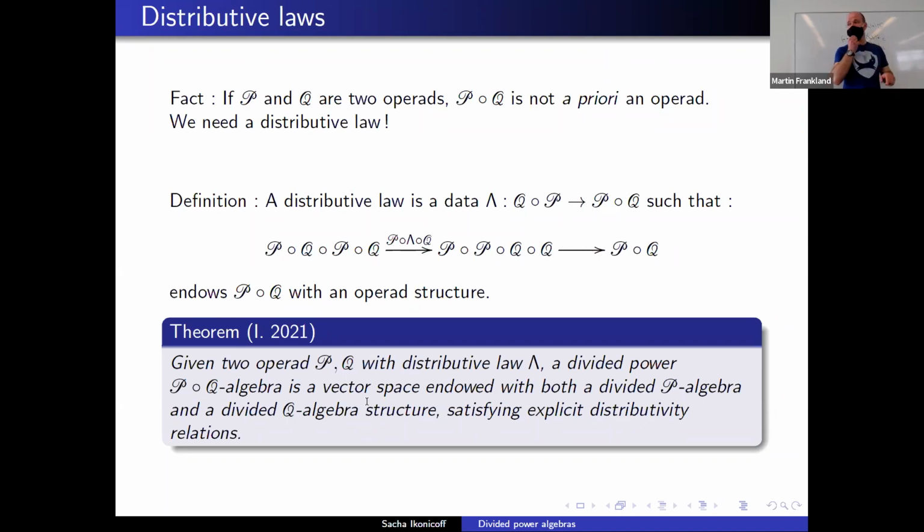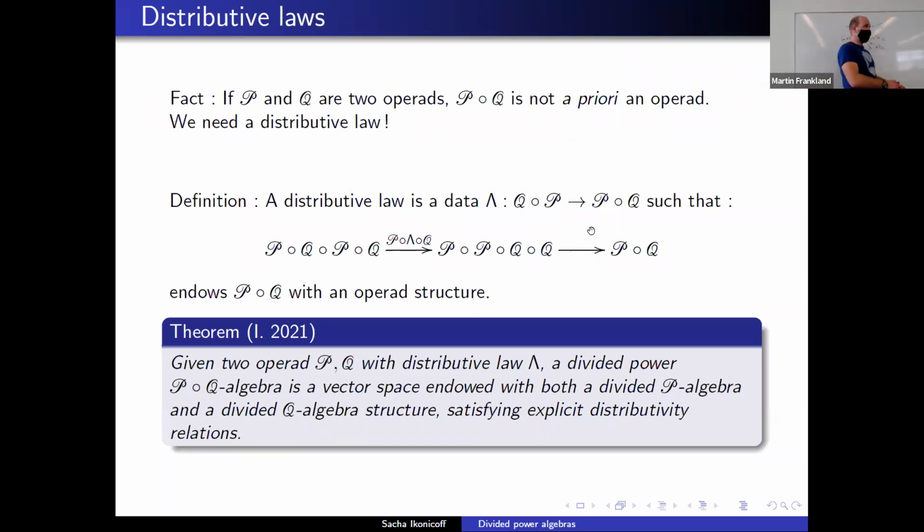To define a product, what you need is, well, you want a map from P circle Q circle P circle Q, and go to P circle Q. Well, one thing that you can do is find a map that will swap the two middle things, Q and P, and then apply the product of P on one side and the product of Q on the other side. Now, if you have a map like that, and you want it to give you an operad structure, you need it to satisfy extra conditions to give you associativity and unitality. Well, that's the definition of a distributive law. Any map that swaps those two things and gives you associativity and unitality is called a distributive law.